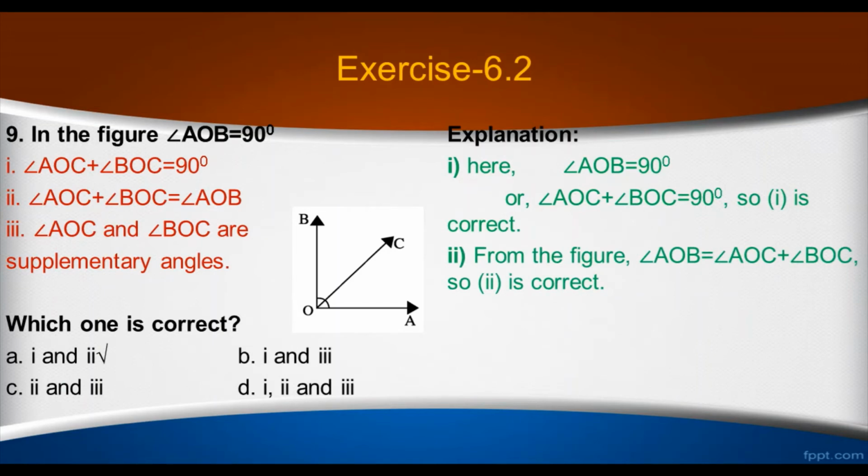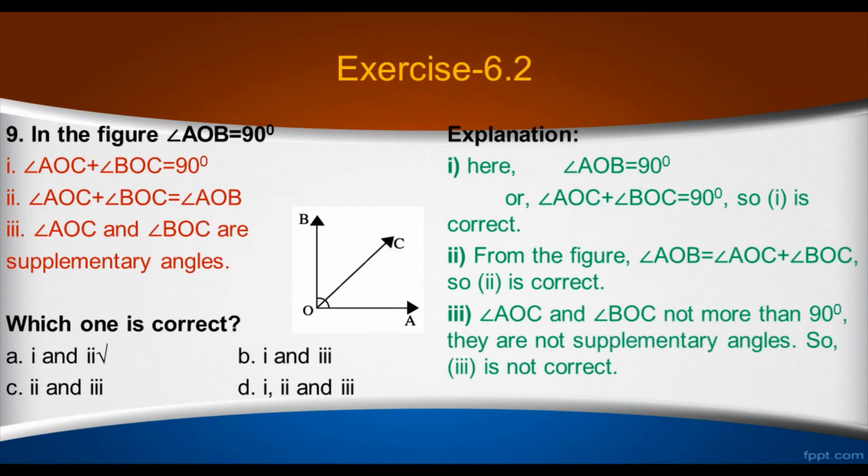Again, from the figure, angle AOB equals angle AOC plus angle BOC. So 2 is also correct, my dear students. Number 3, angle AOC and angle BOC are not more than 90 degrees. They are not supplementary angles. So 3 is not correct. That's why options 1 and 2 are the correct answer.